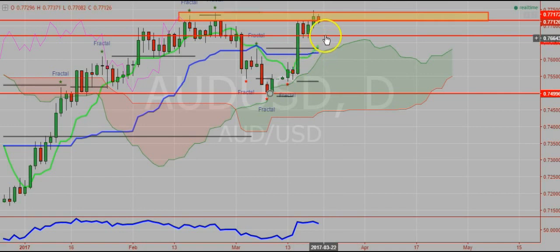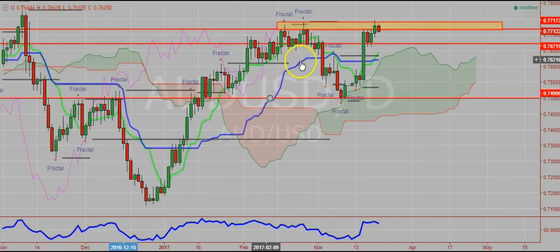Your TK crossover is bullish, but everything's starting to line out here, flatten out, because you're starting to become sideways in this market. And when you see Ichimoku getting sideways, then a lot of it is not going to hold up for you as far as support and resistance wise.